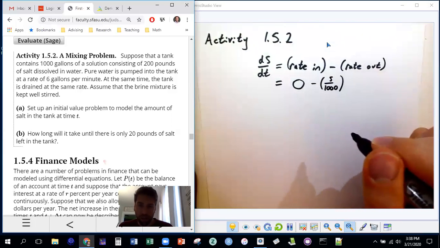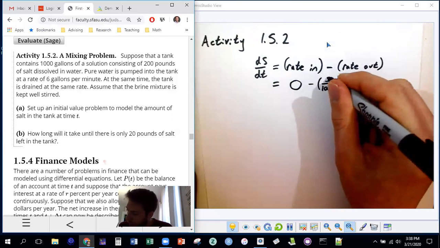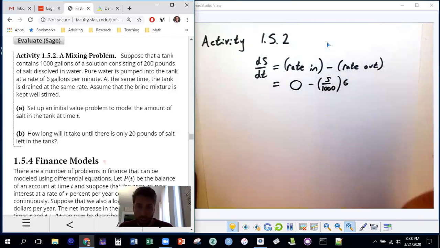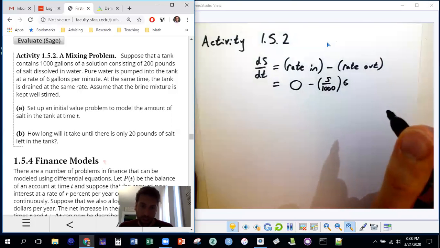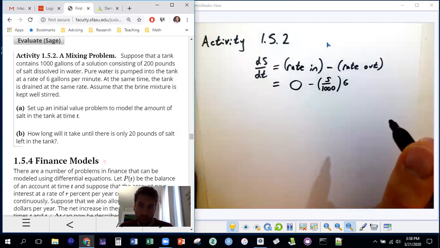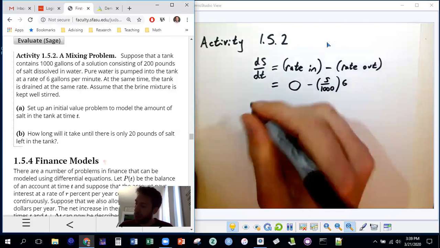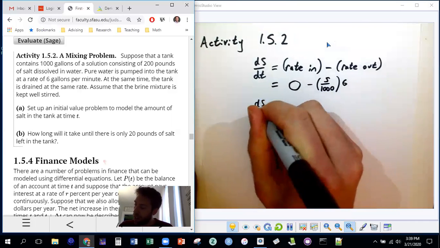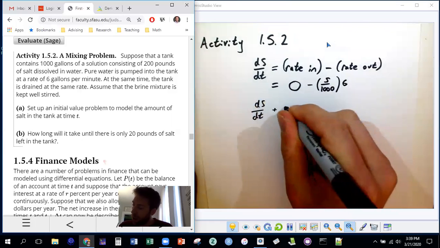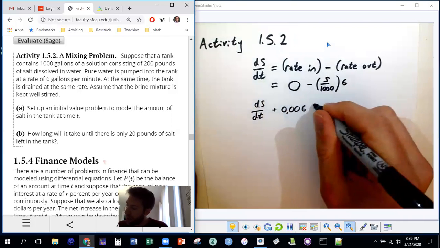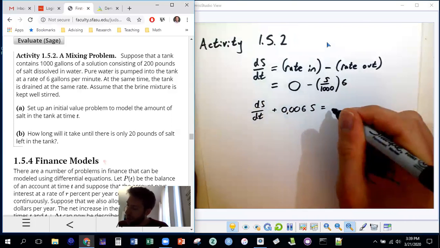Make sure you realize that it's an S. So S over 1,000 times 6 gallons a minute. And 6 divided by 1,000, a great way to represent that is the decimal notation, 0.006. I can move that to the other side as well. So dS/dt plus 0.006 S equals 0.